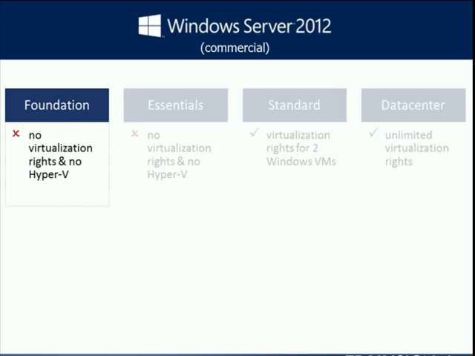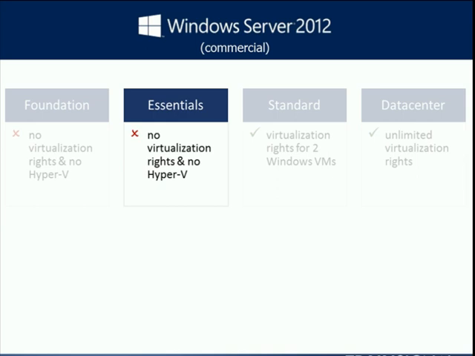If we start off with the Foundation version of Windows Server 2012, this is only available when you purchase a new server from an original equipment manufacturer or an OEM. For example, if you purchased a server from, let's say, Dell or HP, you could have the Foundation edition of Windows Server 2012 included. However, the Foundation edition offers no rights to run additional Windows Server 2012 virtual machines inside, and even worse off, it doesn't even allow you to run Microsoft Hyper-V. So the Foundation Edition is off the table if you want to use Microsoft Hyper-V.